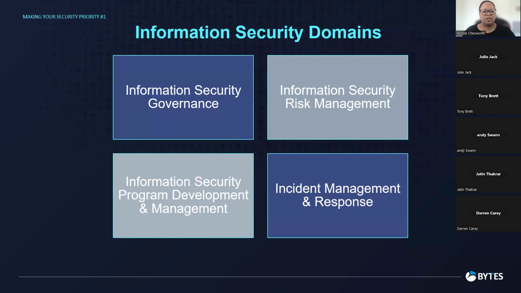So to kick things off, in terms of making security your priority, you would tend to focus on 4 key domains. So all of these features and functions would fit within at least these 4 security domains. One of them being information security governance, information security risk management, information security program development and management, as well as incident management and response. And what I'm going to do today is go through each of these elements, what it means to be able to fulfill these 4 elements and what is involved in that.